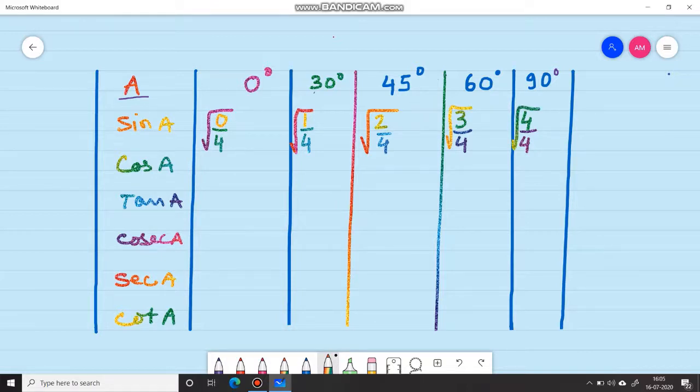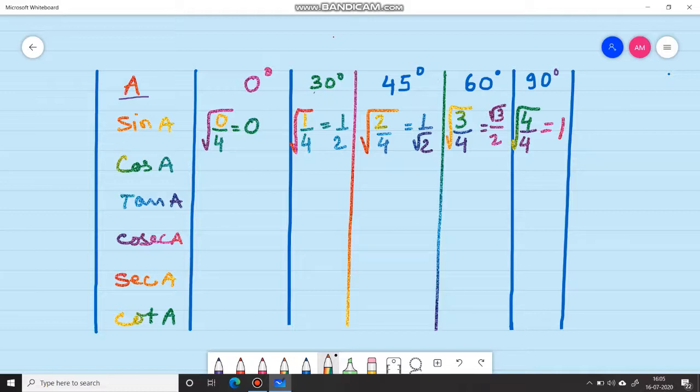Now here you are getting 0. Here you are getting 1 by 2. Here you are getting 1 by root 2. Here you are getting root 3 by 2. And here you are getting 1. From here it is very clear that sine 0 is 0, sine 30 is 1 by 2, sine 45 is 1 by root 2, sine 60 is root 3 by 2, and sine 90 is 1.